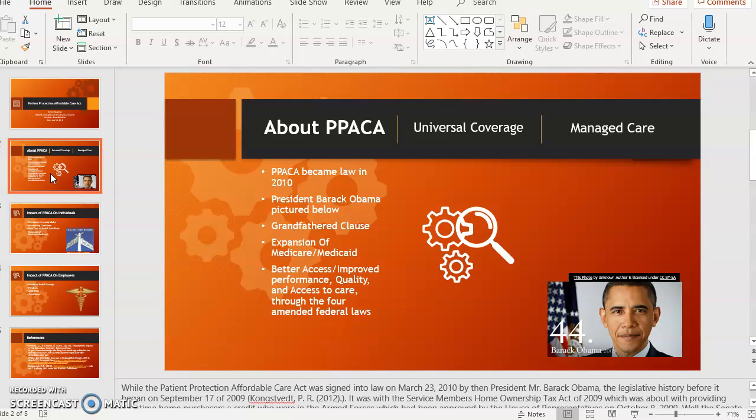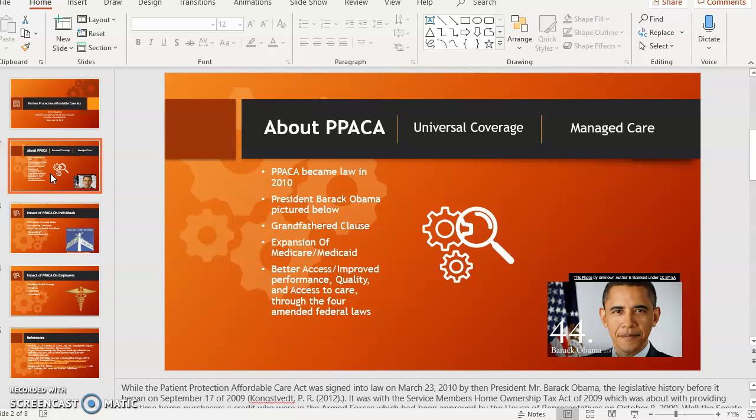It brought in the grandfather clause, expansion of Medicare and Medicaid, and gave better access to improved performance, quality, and access to care through the 4 amended federal laws. So, while the Patient Protection and Affordable Care Act was signed into law on March 23, 2010 by then President Mr. Barack Obama, the legislative history began on September 17th of 2009.